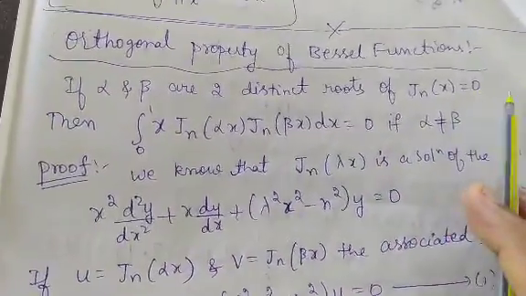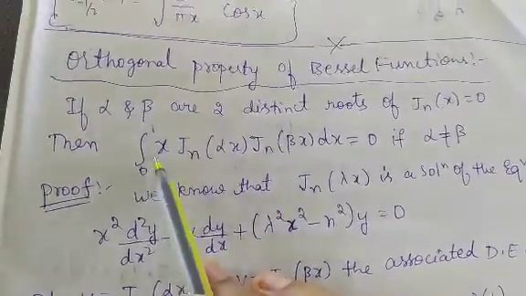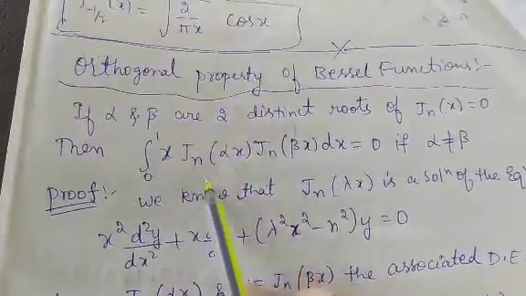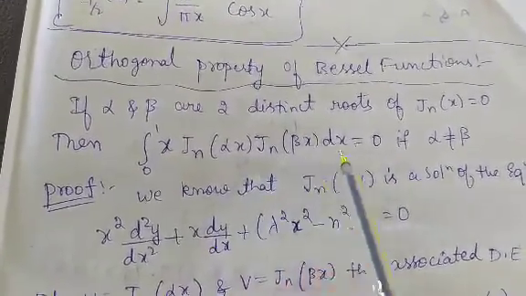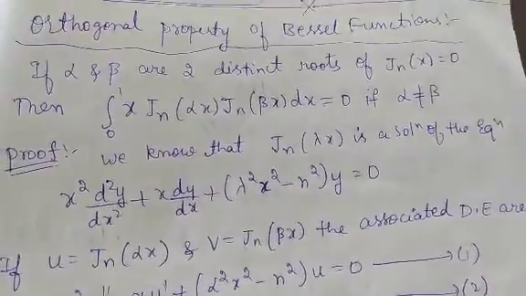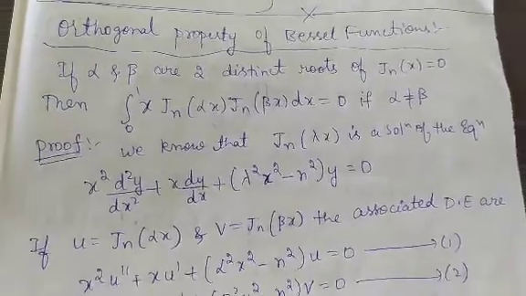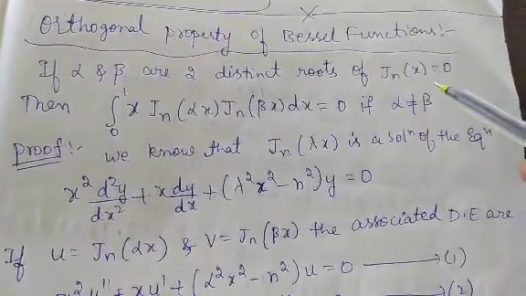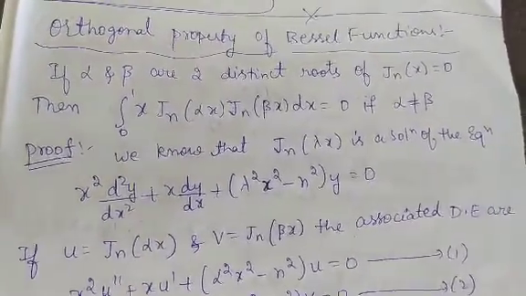Jn of x equals 0, then the integral from 0 to 1 of x times Jn of alpha x times Jn of beta x dx equals 0 if and only if alpha is not equal to beta. So this is one of the properties. This is the statement of this property. Now we are going to see the proof.